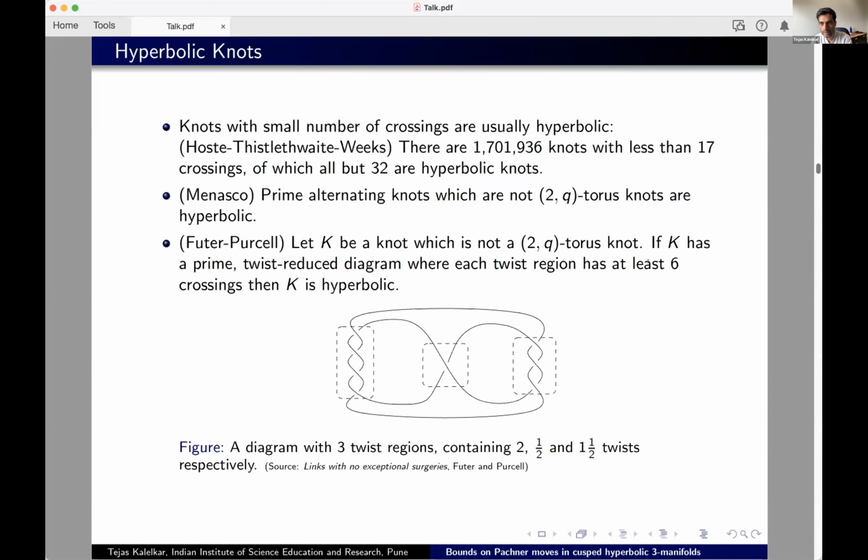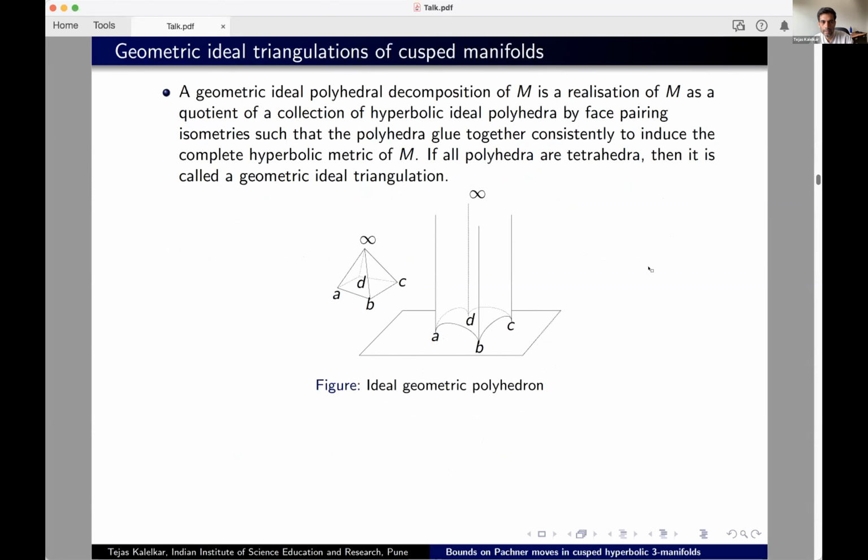Okay. Now, just as knots have complements in S3 which are triangulable, hyperbolic knots have complements which are expected to be geometrically triangulable. So a geometric ideal polyhedral decomposition of a manifold is a realization of the manifold as a quotient of a collection of hyperbolic ideal polyhedra by face-pairing isometries, such that the polyhedra glue together consistently to induce the complete hyperbolic metric of M. If all these polyhedra are in fact tetrahedra, then it's called a geometric ideal triangulation. So what's drawn over here is not a tetrahedron, it's just a pyramid.